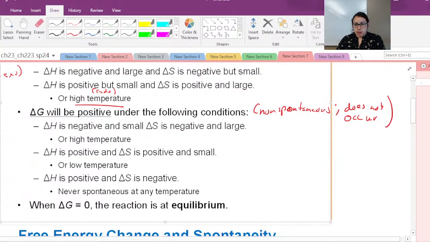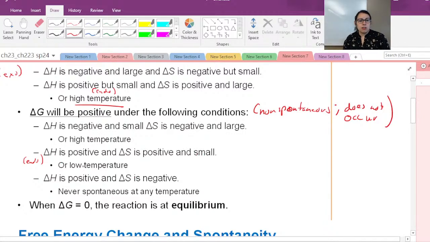Delta G will also be positive if our change in enthalpy is positive, so our endothermic reaction, but then if our change in entropy is also small, it's not going to occur. So basically we're saying even though our system is becoming more disordered, it's not enough. It's too small of a change to overcome this endothermic process. And this might also happen at a low temperature. So again, not enough entropy, not enough disorder at that low temperature to overcome that endothermic reaction.